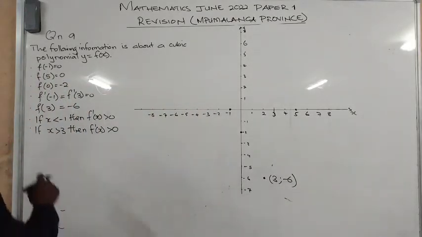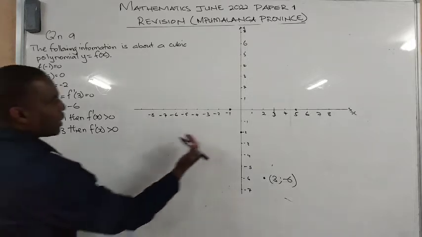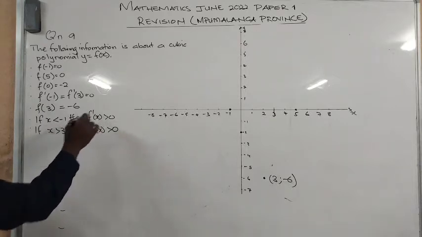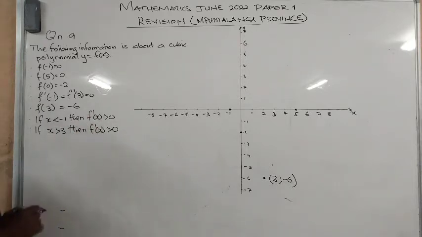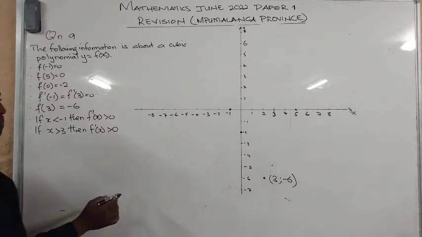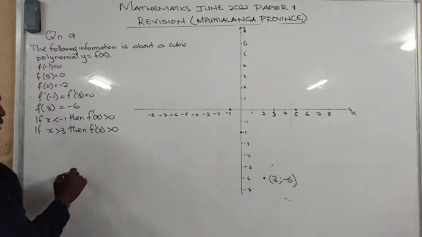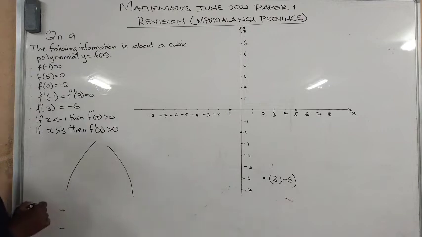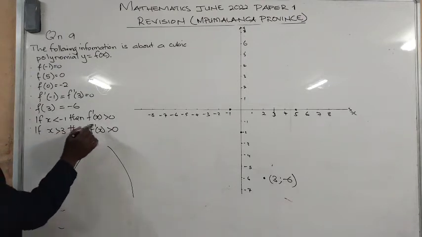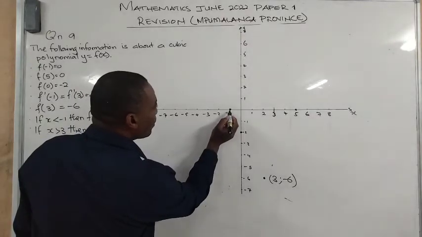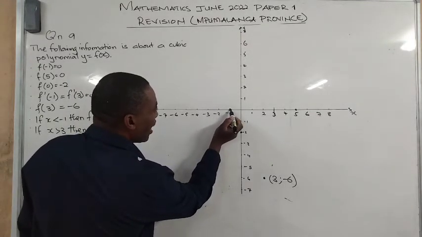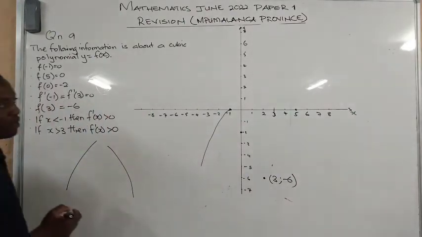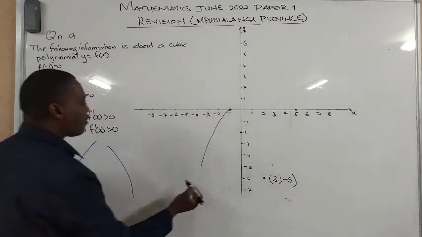Then if x is less than -1, that is on the left of -1, then the first derivative or the gradient is greater than 0. So we know that for a curve, this is positive gradient, this is negative gradient. So basically what they are trying to say is that we know that this is a turning point. So before -1, we have positive gradient. So we are expecting to have this picture of a graph.